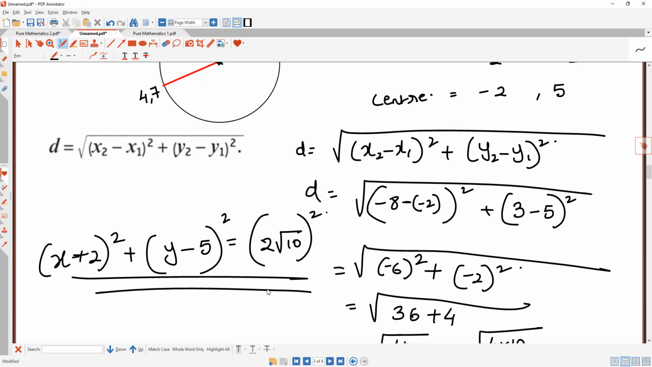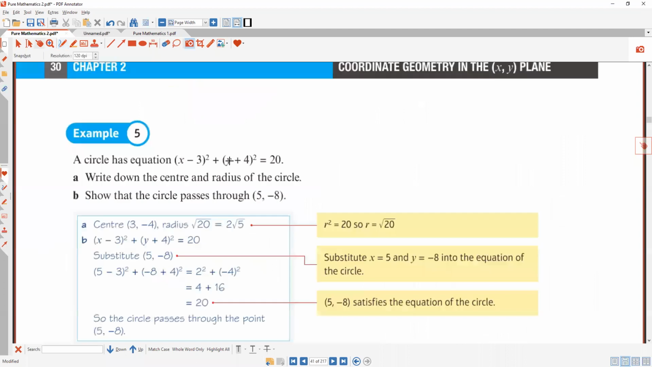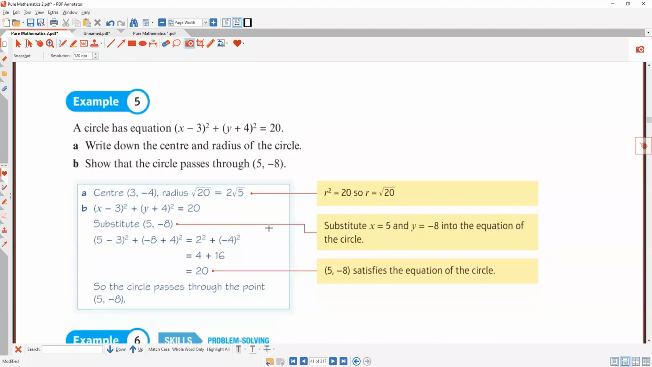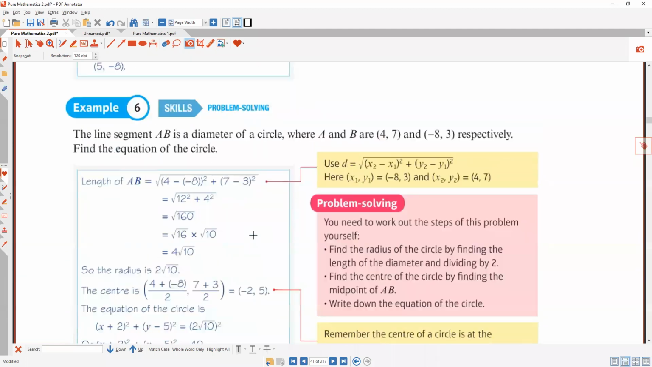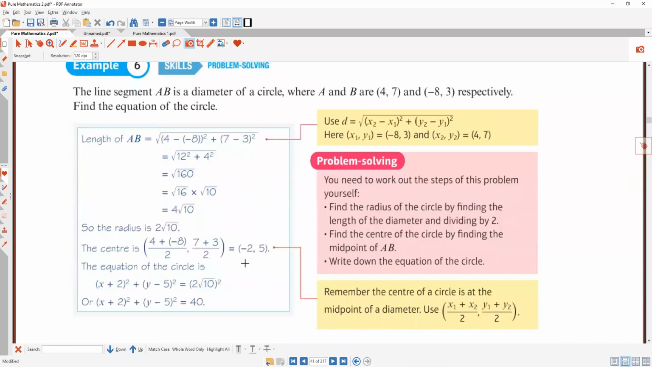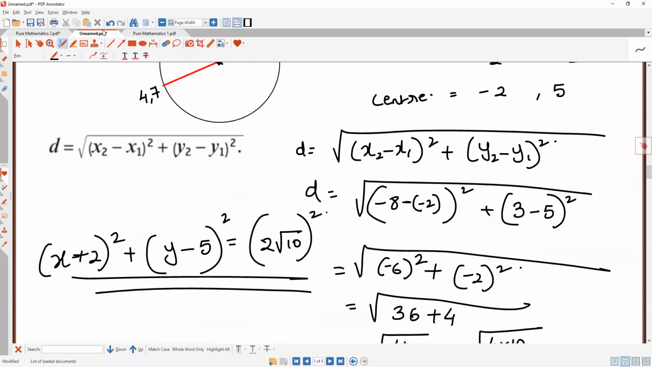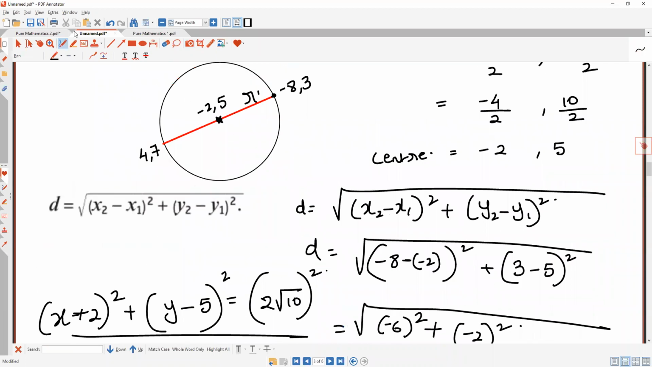Yeah. Fine. Let's continue. 5 comma minus 8. Okay. Is it this 2 root 10? Yeah. Fine then. So now let's continue with next questions.